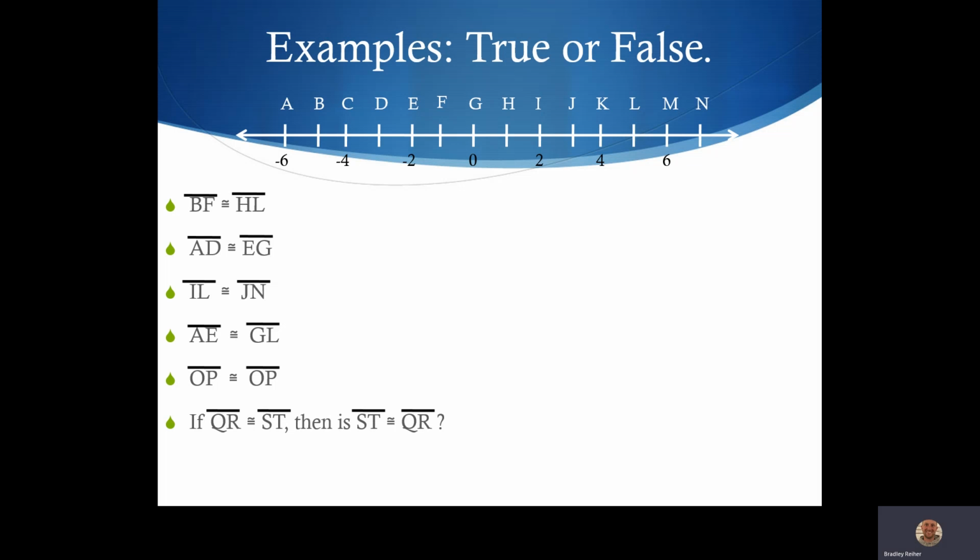Next one, a little bit tricky. Is segment OP congruent to segment OP? Well, I don't see a point O or a point P there, so how am I going to find the length of segment OP? I'm not. But what if I compared a segment with itself? Would it be congruent to itself? The answer to that is yes. That's true. That's called the reflexive property. Again, you can write that in there. We're going to talk about the reflexive property a lot this year.